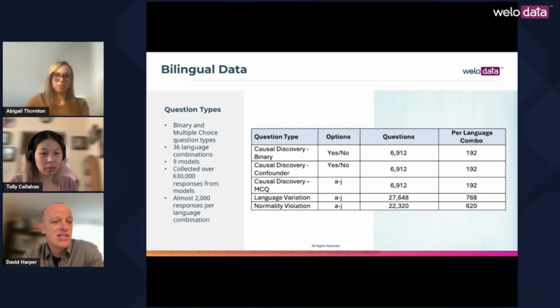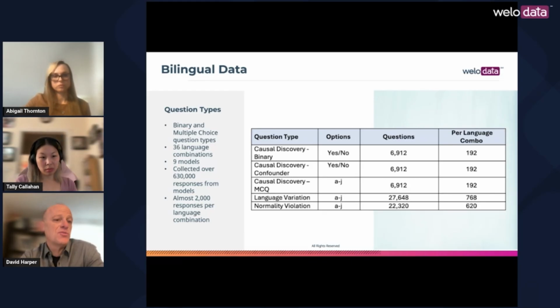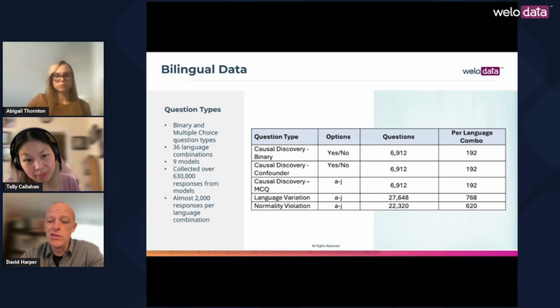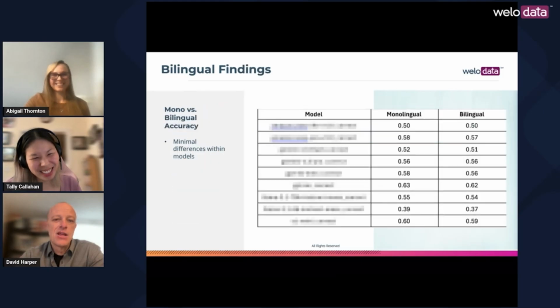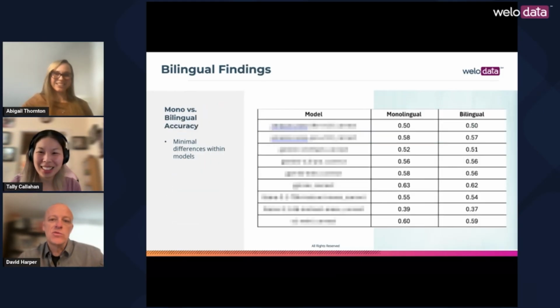We looked at 9 different models, and that means we collected over 630,000 responses from the models, almost 2,000 responses per language combination. So that's a lot of data to play with. And as a data scientist, I welcome this challenge. So what kind of results did we see?